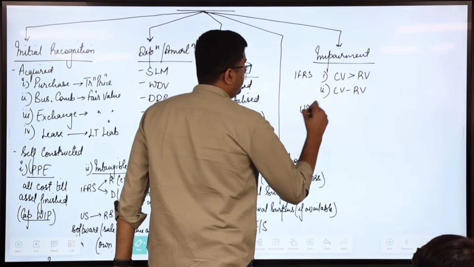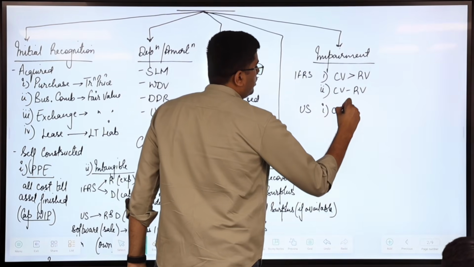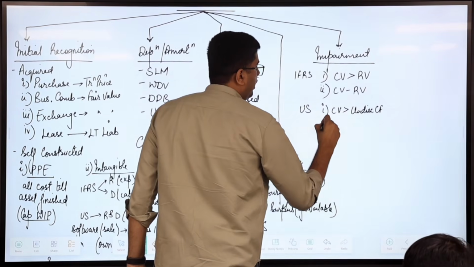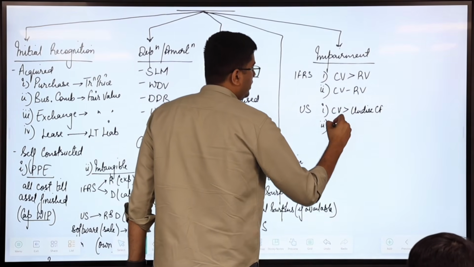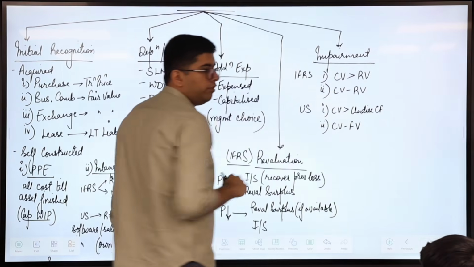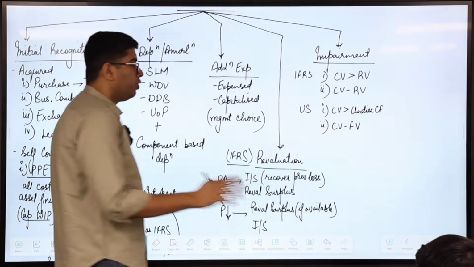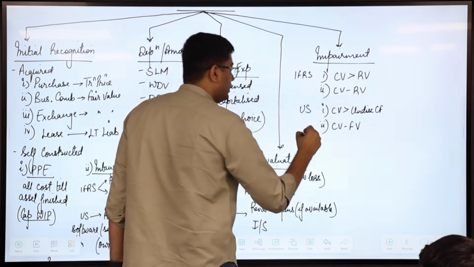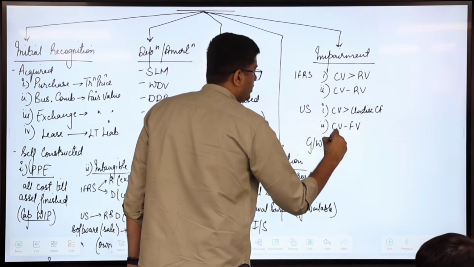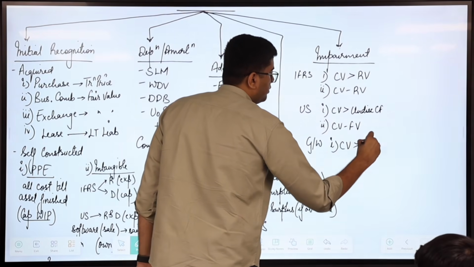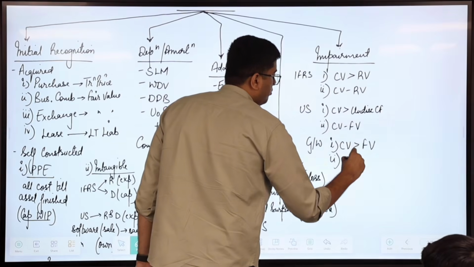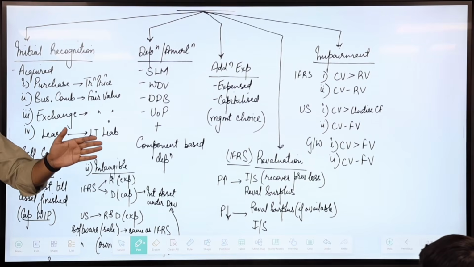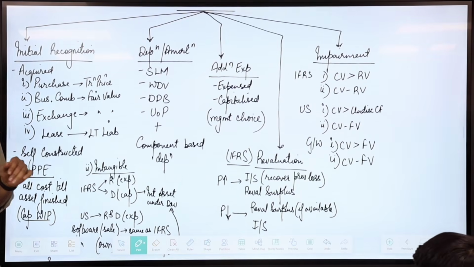Then US GAAP, carrying value greater than undiscounted cash flows. And if the asset is impaired, then it is carrying value minus fair value of the asset. So you use two different amounts in step 1 and step 2. And lastly, we had goodwill. For goodwill, step 1 is carrying value versus fair value. Step 2 is also carrying value minus fair value. The rule for goodwill is common in IFRS also and in US GAAP also.